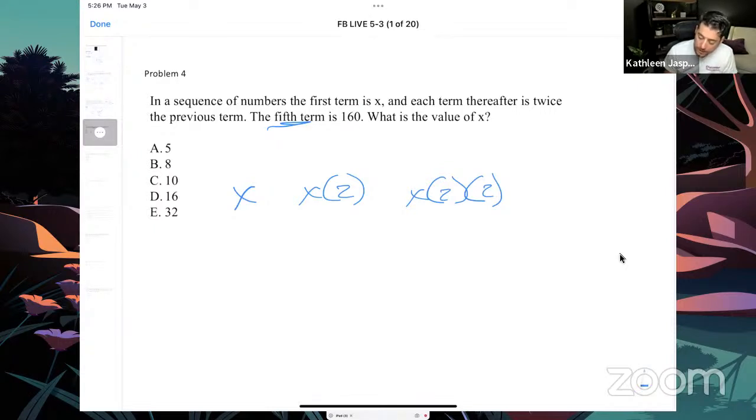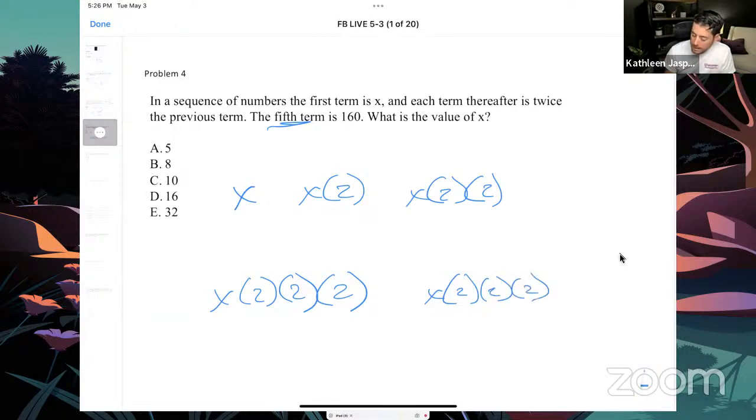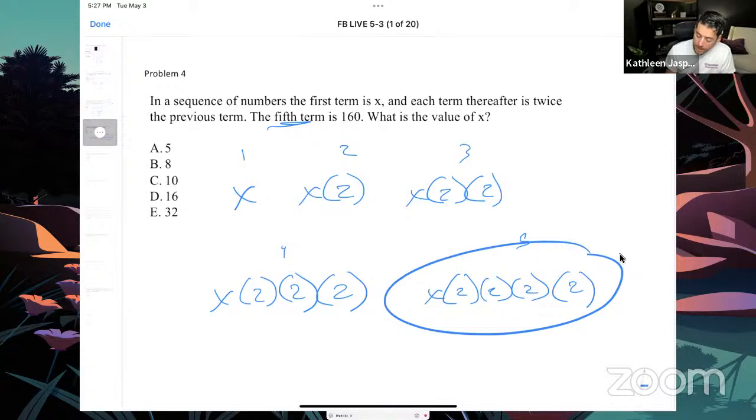Okay. And then take the previous, sorry, I don't have enough room. So the previous is x times 2, and then multiply that by 2. So that's our 4th term. And then finally take the 5th term, which is the 4th term, and multiply by another 2. So this is our 1st, 2nd, 3rd, 4th, and 5th. And if it says the 5th term is equal to 160, well, that's this one right here. Okay. So that shows me that I have the pattern right.